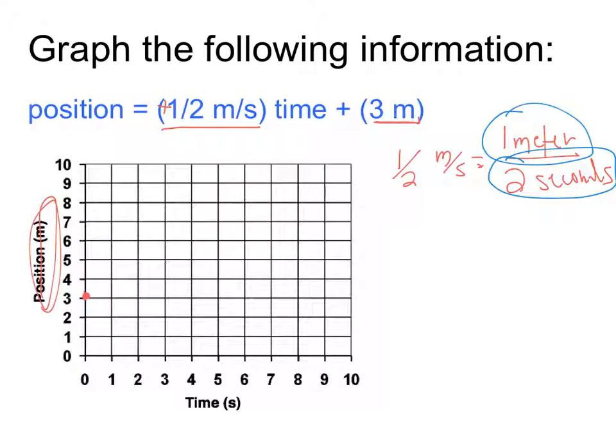All right, so I'm going to start off with my 3 here, and I'm going to rise 1, and then I'm going to run 2. That puts us here. Okay, rise 1, run 2. Rise 1, run 2. Okay, and then we could just connect our points. Sorry, it should be straight. And there's our line. Okay, so that's how you go from a mathematical equation to a position time graph. Let's go with the words now.